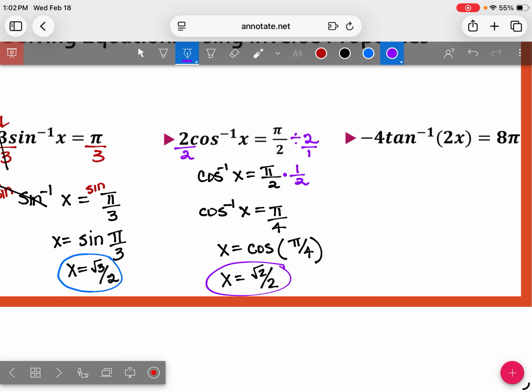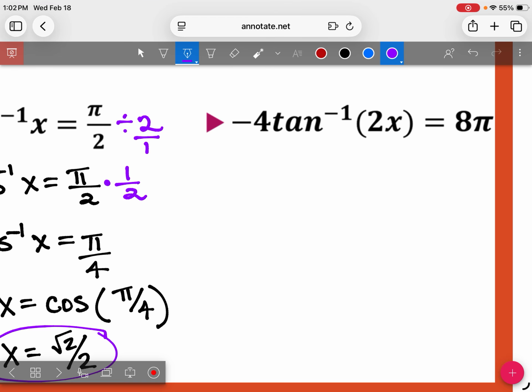All right, now let's look at this next one. We have a negative 4. So do I add 4 or do I divide by negative 4? We're going to divide both sides by negative 4.